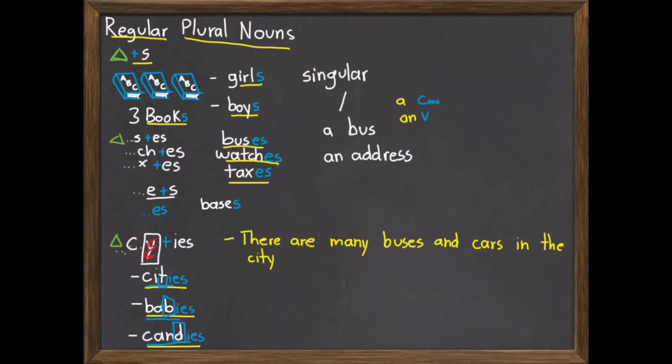Let's look at an example of a sentence. There are many buses and cars in the city. So, can you find the plural words? Buses and cars. And there's only one city in this sentence.